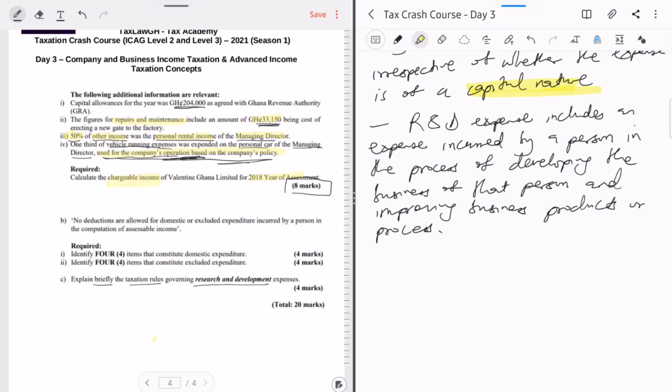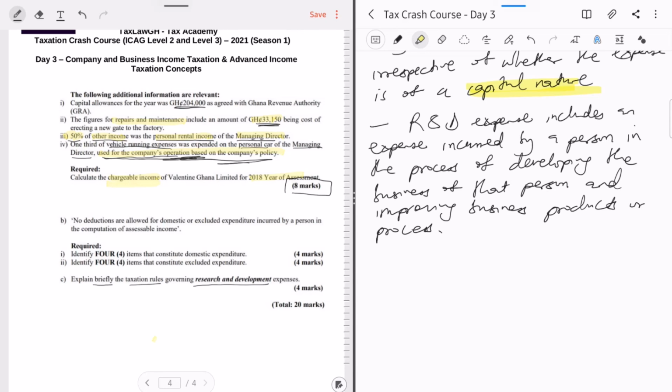Let's wrap up today's session. Really, as usual, if you have any question, please do not forget to leave them in the live chat, and I will definitely respond to you. So this has been it for day 3 of our crash course series. We've attempted to do something on research and development. We've done finance cost limitation. We've covered some capital allowance, some locational incentives.